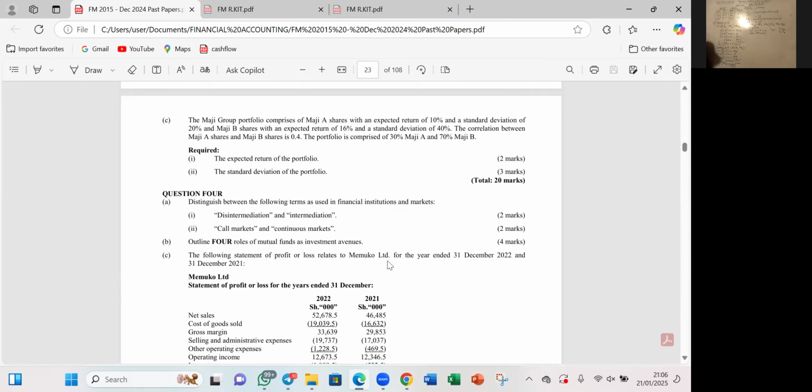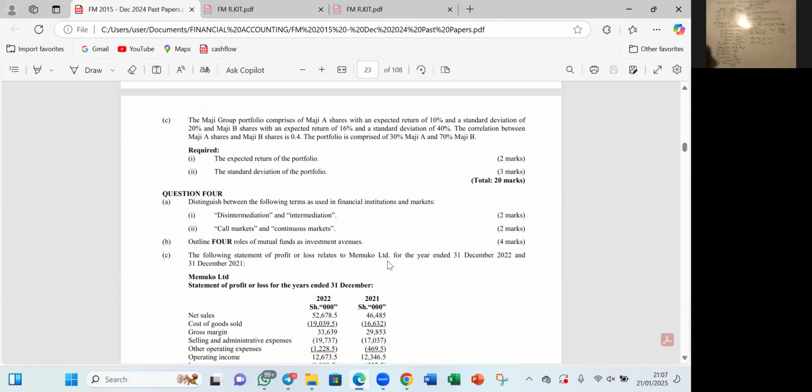The question reads that a portfolio comprises of A shares with an expected return. For A, the expected return is given directly as 10%, so you don't need to calculate the expected return. The standard deviation of A is also given, 20%. Then B shares with an expected return, for B also given, 16%. And the standard deviation of B is 40%.